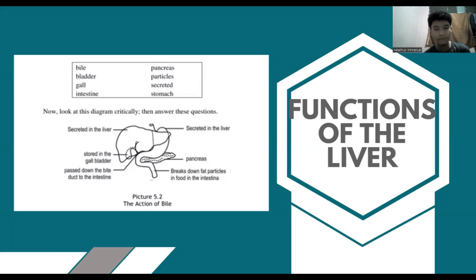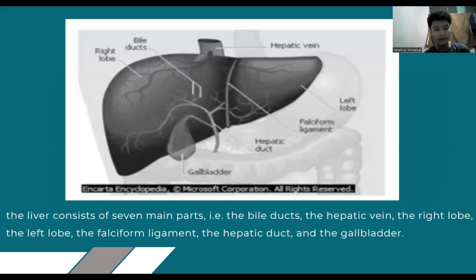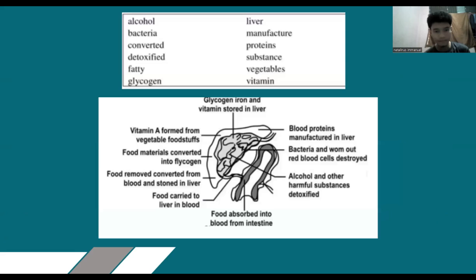As mentioned before, it is included in the 5 points that I have mentioned before. The liver consists of 7 main parts: the bile ducts, the hepatic vein, the right lobe, the left lobe, the falciform ligament, the hepatic duct, and the gallbladder.